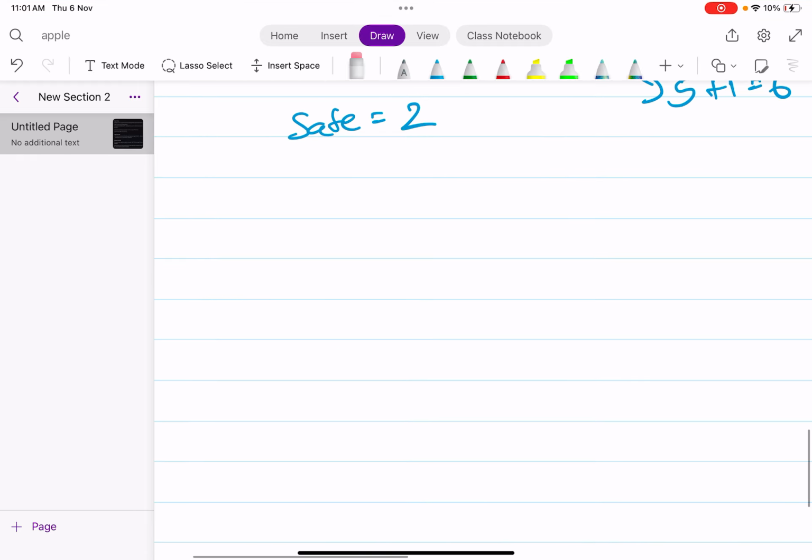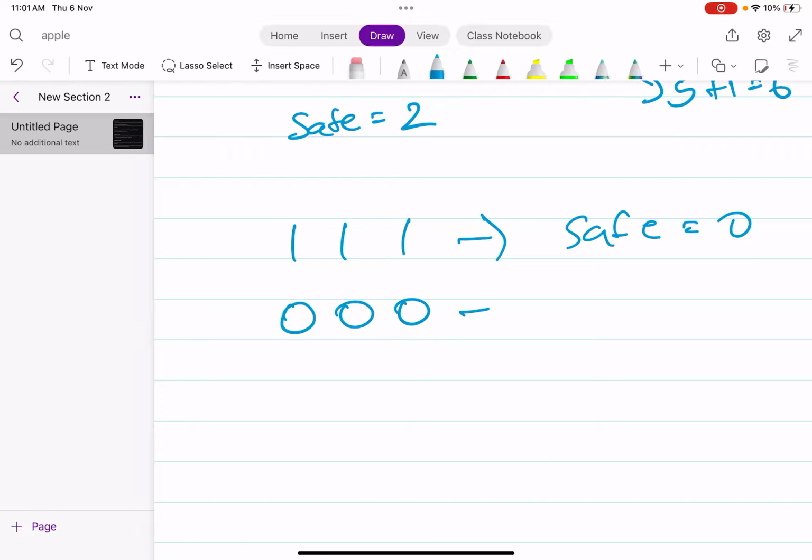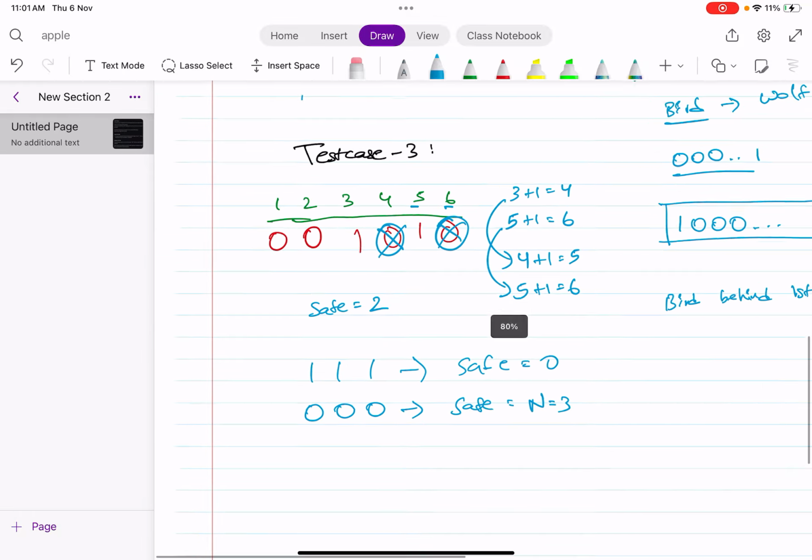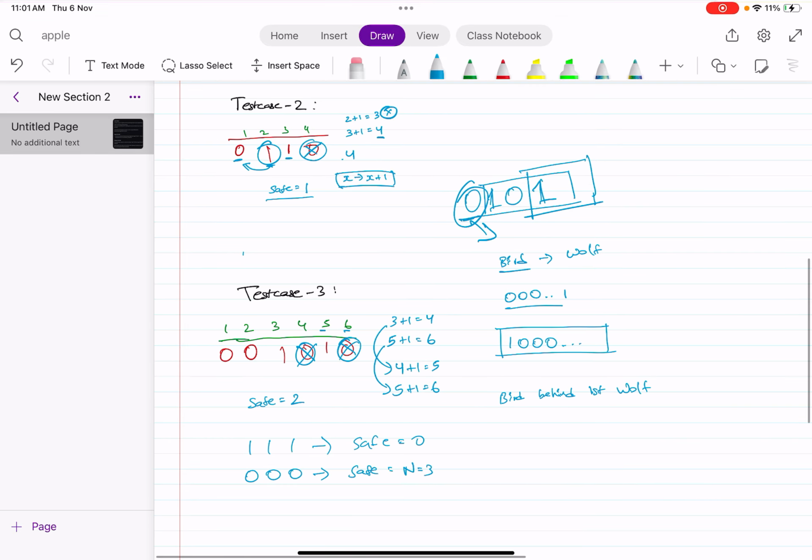What if all the animals in the forest are wolves? Obviously there are no birds here, so the safe count will be 0. And if all the animals present in the forest are birds, then the safe count will obviously be the number of birds, that is n, which is 3 here. In this way we can solve this problem. Thank you.